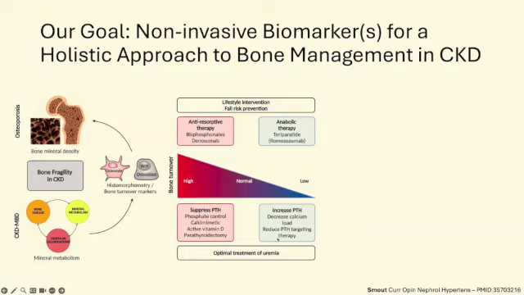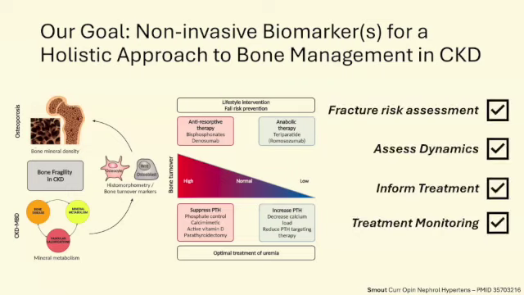Are we focusing on just the parathyroid hormone, or do we manage both the parathyroid hormone plus the microarchitecture or the microstructural features at the same time? So an optimal biomarker here, or it could be a combination of biomarkers, not just one, would be: does this assess fracture risk? Does this test assess bone dynamics or bone cell function? Does this inform treatment? And then can we use this to monitor treatment?